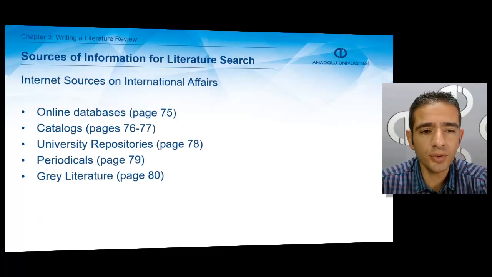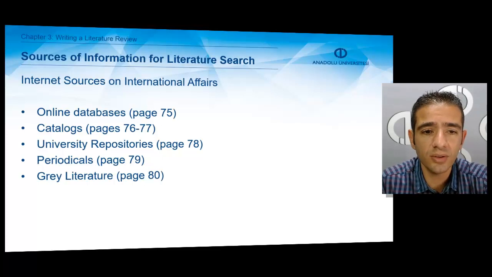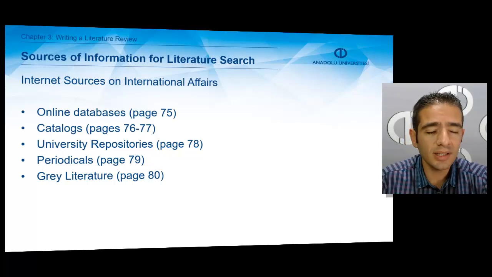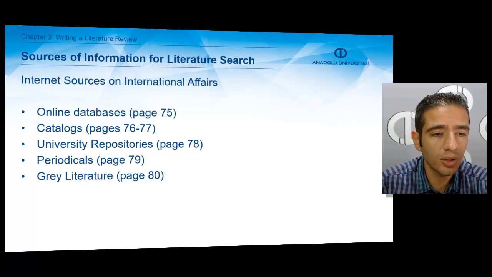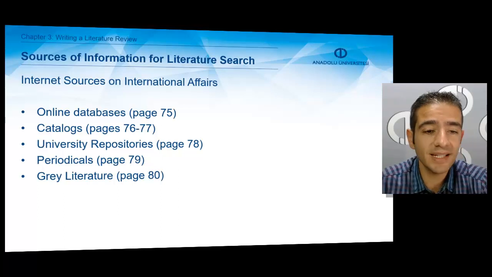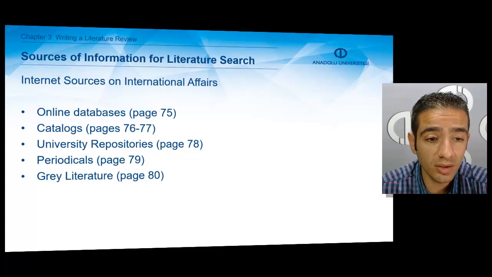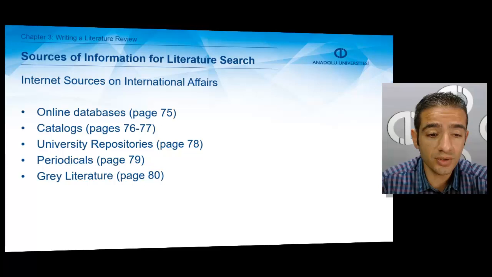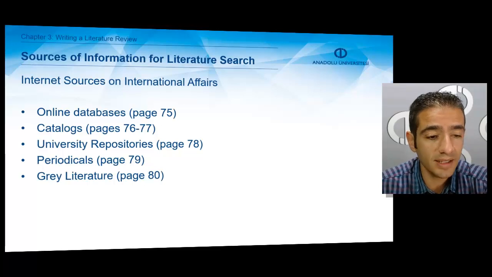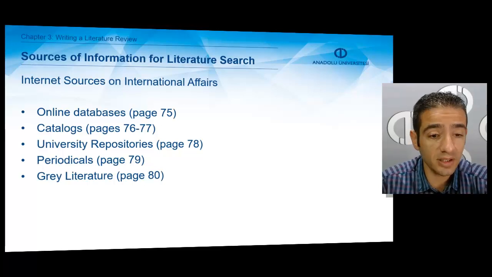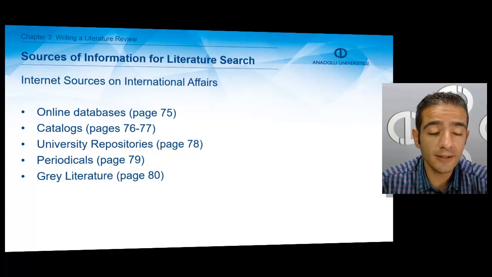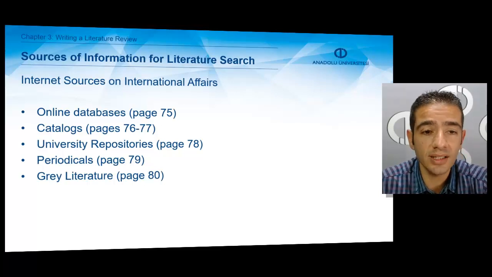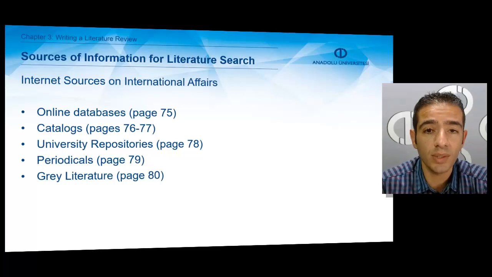And of course, there are a lot of sources on the internet, especially related with international affairs, and there are a lot of lists of those sources in the chapter. For example, on page 75, you can see the online databases. On page 76 and 77, you can see the catalogs related with international affairs. And there are some university repositories on page 78. Especially the periodicals, the journals, are very important, and you can find the journals related with international affairs on page 79.